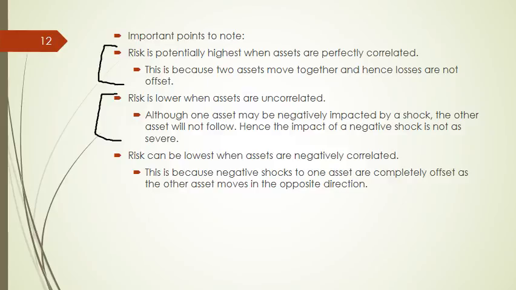Now the final case is when we have perfectly negatively correlated assets. This is when you can have the greatest reduction in risk, and this is because any shocks are offset. Any shocks to one asset are offset by the response of the other asset because they move in opposite directions. So variability is reduced the most when assets are perfectly negatively correlated. The result is that the reduction in risk is greatest for perfectly negatively correlated assets.